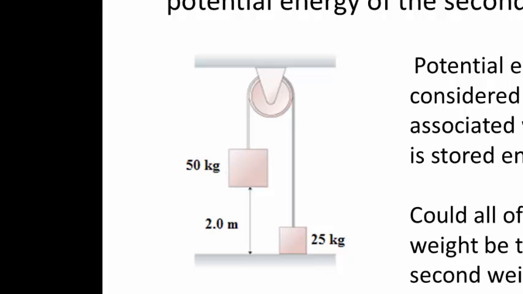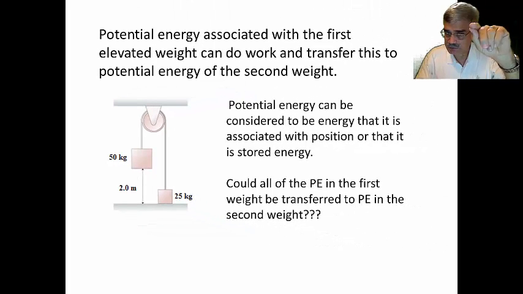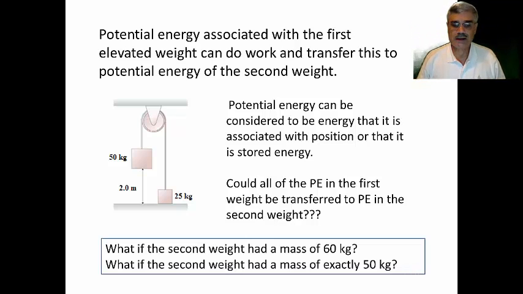But could all the potential energy of this first weight be transferred to potential energy in a second weight? Sure, we could elevate a smaller weight, but what if the second weight had a mass of 60 kilograms? Think about it. You would conclude that if you let go of the 50 kilogram weight on this pulley system, it would not be able to lift the 60 kilogram weight because the 60 kilogram weight weighs more. Well, that's pretty obvious, but what if the second weight was exactly 50 kilograms also?